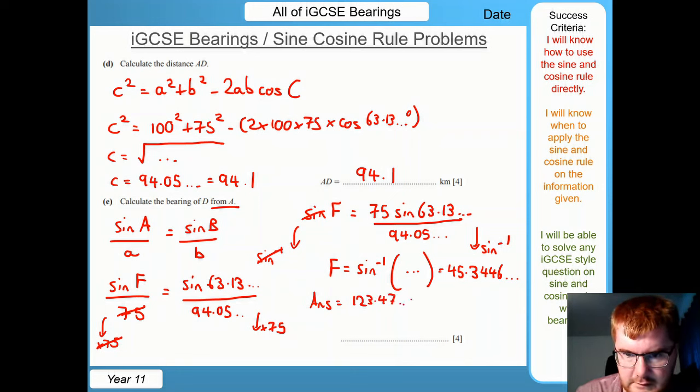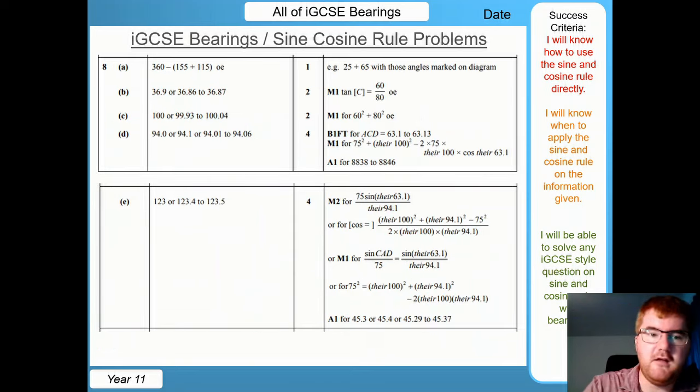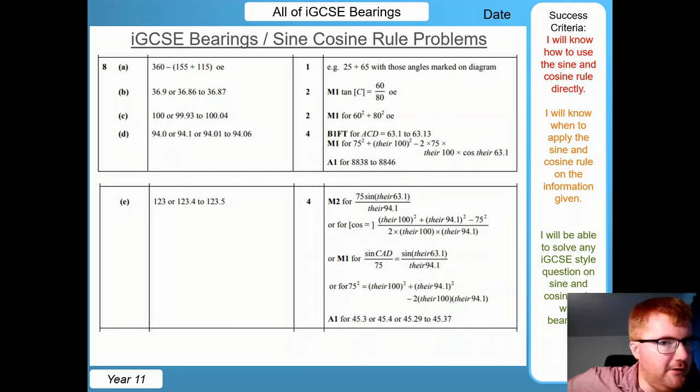Dot, dot, dot. Again, we can round this to three significant figures. That's generally normal, so 123 degrees. Remember, this is an angle, it's a bearing, so we do need to put the degrees as well. Right, so you can check the mark scheme so you can see where you're picking up all the marks. Again, a good hefty paper 4 question where this is very normal. IGCSE bearings are generally integrated into the question, and we've got here all 30 marks.